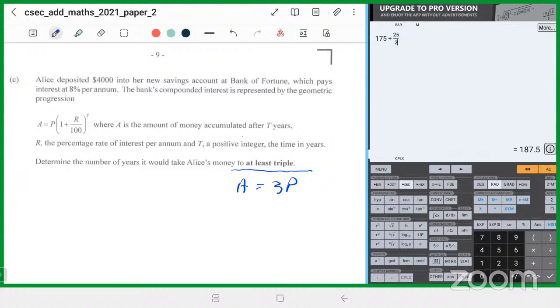Repeat: when you're trying to find a value or a variable or an unknown quantity that is in the power of an expression, you have to take logs to get it out of the power. Remember that. When the thing you're trying to find is in the power, you have to take logs to get it out.